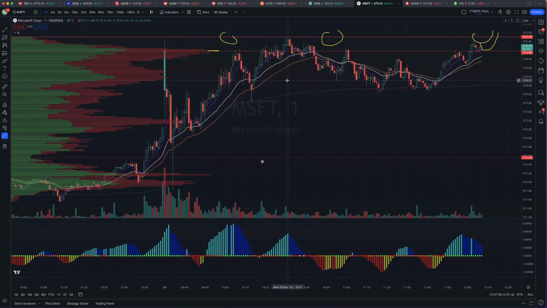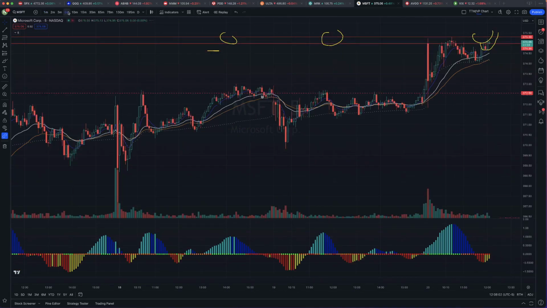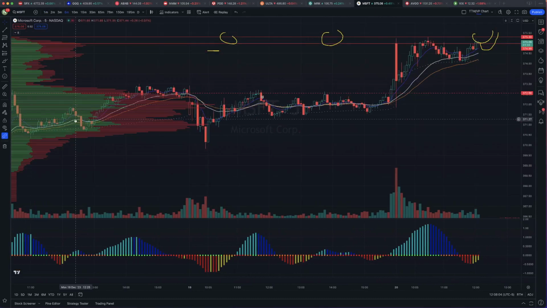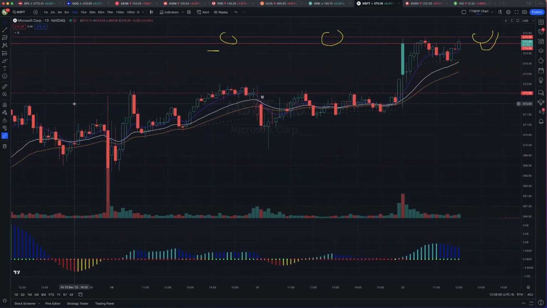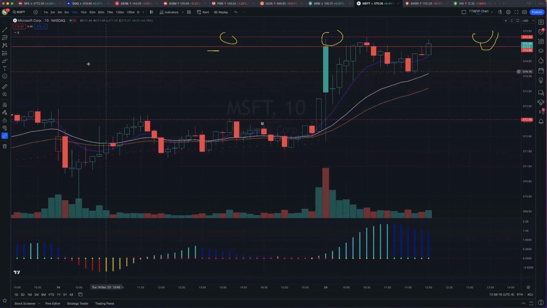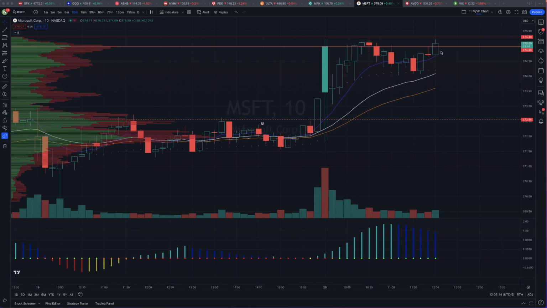So we look at this on a 1 minute and we say, well, that's actually not the third test. Well, it is on a 5 minute, it is on a 10 minute. It's all relative to what chart you're looking at, right? So on a 10 minute, this is the third test.